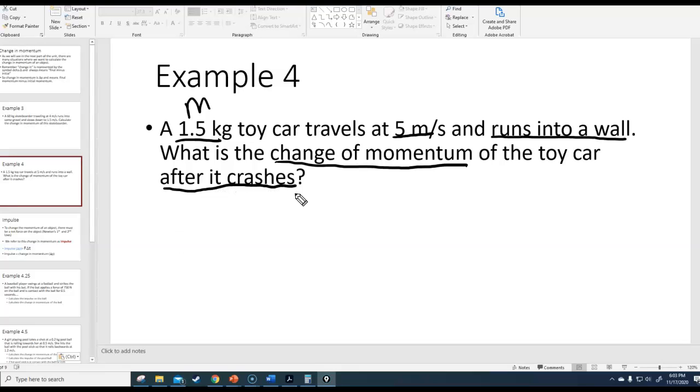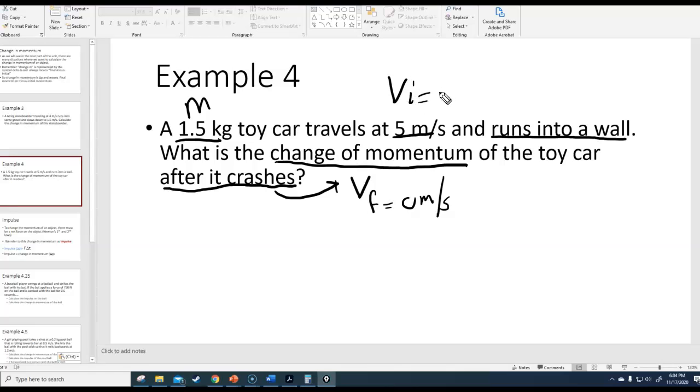Now, at first glance, it looks like we don't have enough information because we only see one velocity. But you have to use some context clues here. If the toy car is running into a wall and crashing, then that's a context clue telling you that the car is going to stop after it hits the wall. In other words, the final velocity of the car is going to be 0 meters per second. That means that this 5 up here has to be the initial velocity.